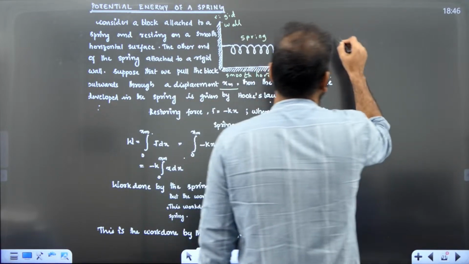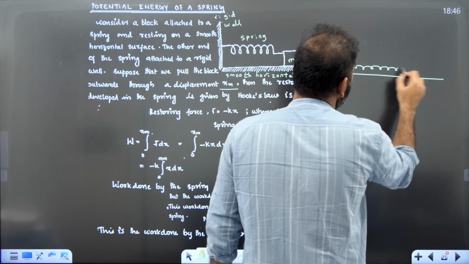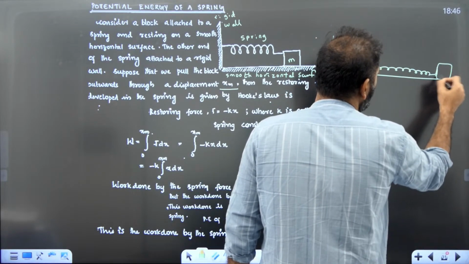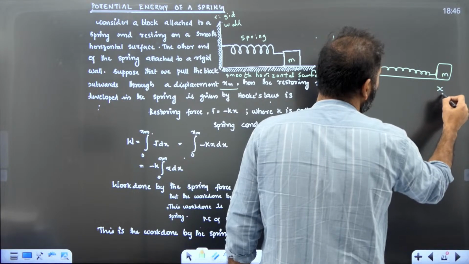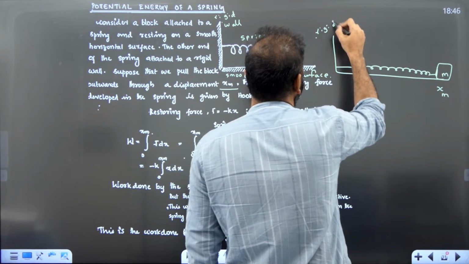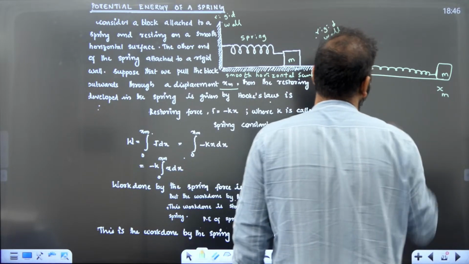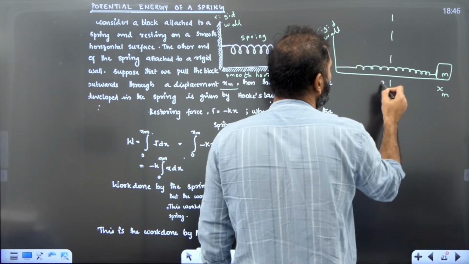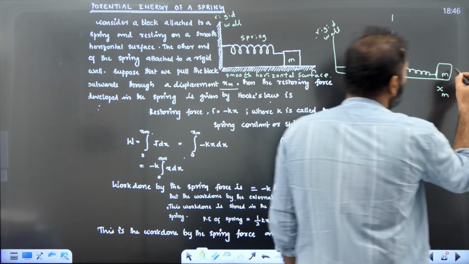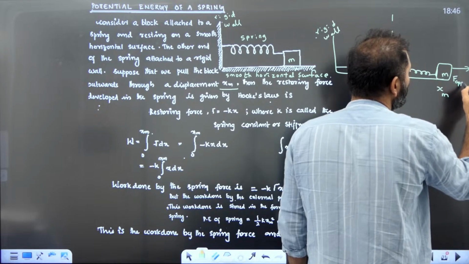So this was the initial case. When I applied a force, the spring got stretched and it has displaced through a maximum displacement x suffix m. This is the rigid wall. This is the maximum displacement. This was the initial position at x equal to 0. Here it has maximum displacement. Remember, in this direction we have applied force.